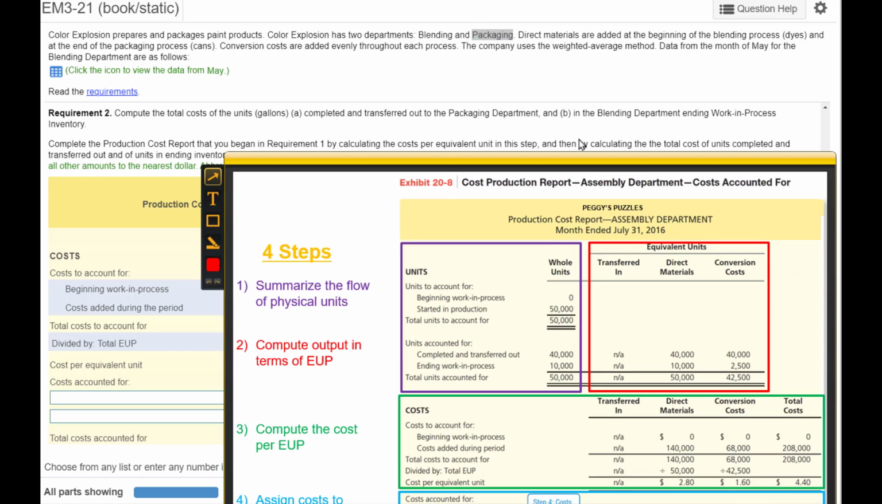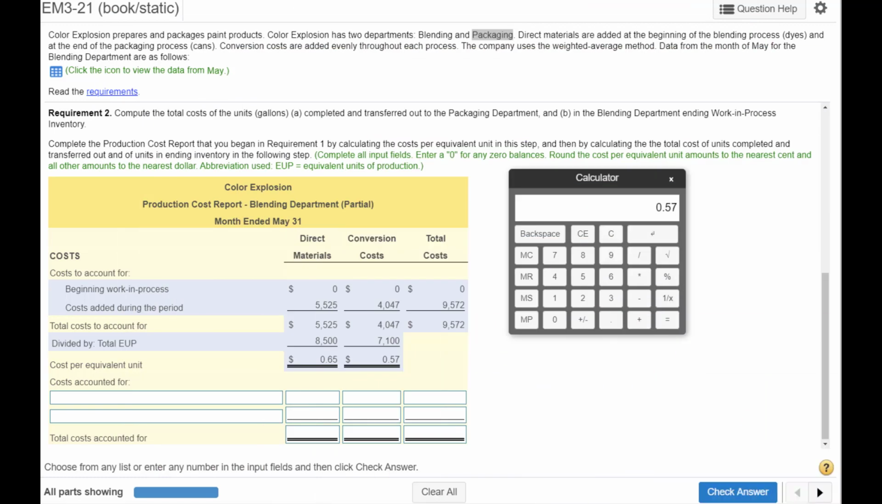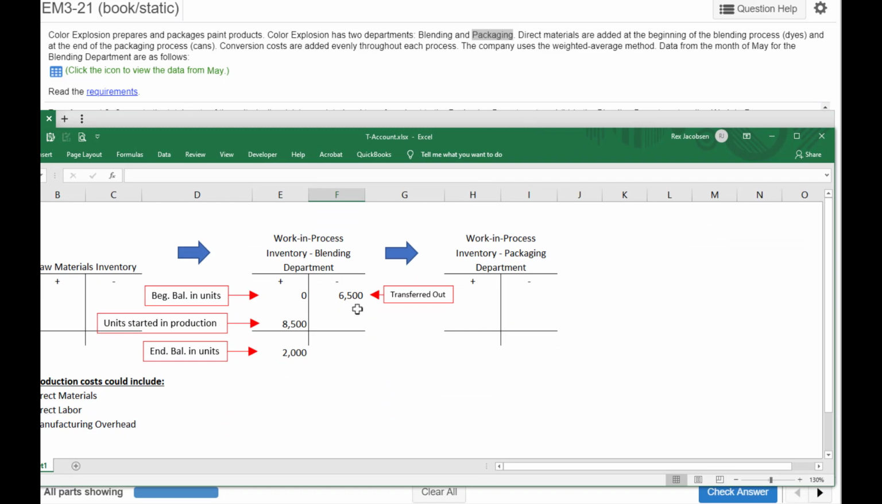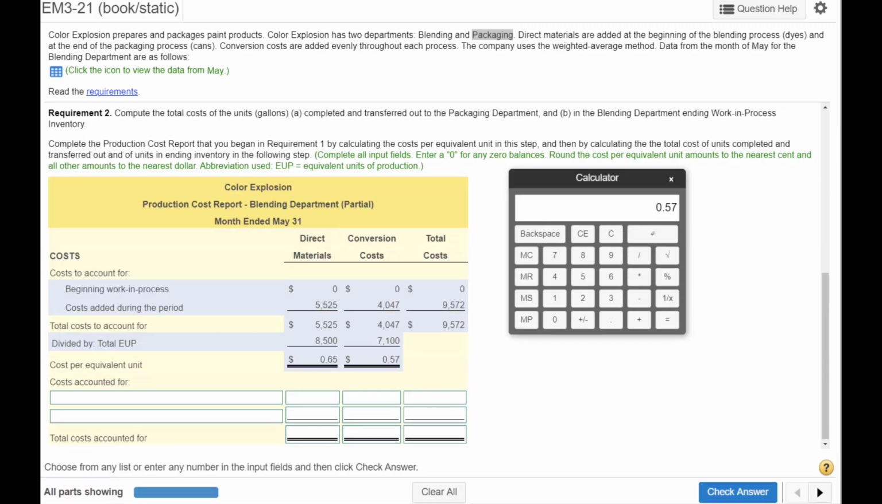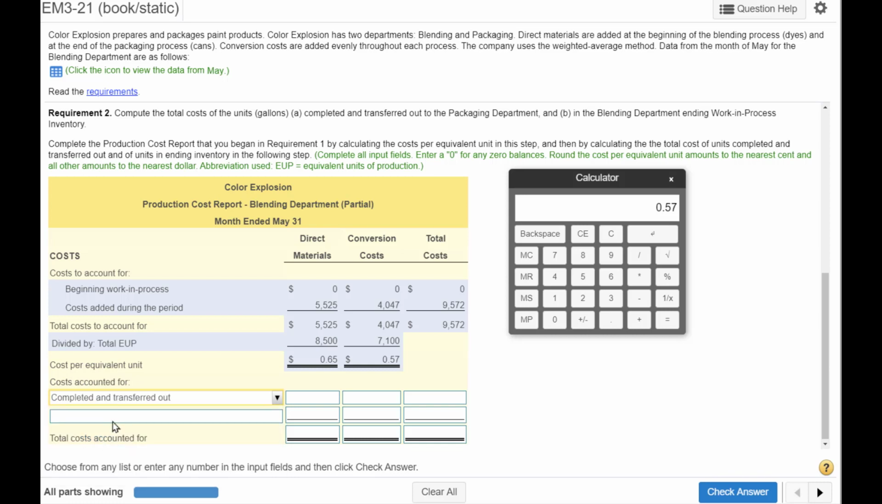So now we're doing the last section, the costs accounted for. We're going to assign costs to completed units and the units in process. Really what we're trying to do here is figure out, of the units that were transferred out, how much were their costs? And for the units that are still in the department because they are 30% complete, how much costs are assigned to those? So the way we do that is we're going to calculate the costs accounted for the units completed and transferred out, and then the ending work in process units.